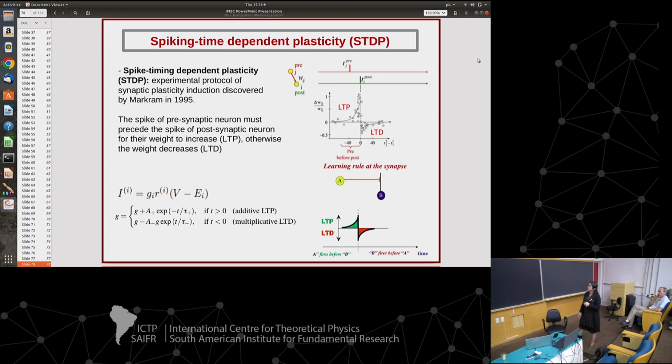So it was discovered by Markram, which is a huge name in neuroscience because of the Blue Brain Project, perhaps you heard about it in Lausanne, to simulate a huge amount of biological neural networks. And the idea is that we can have a conductance G, and when we have the causal order, A first and B after, we have long-term potentiation, so G is equal to G plus something.